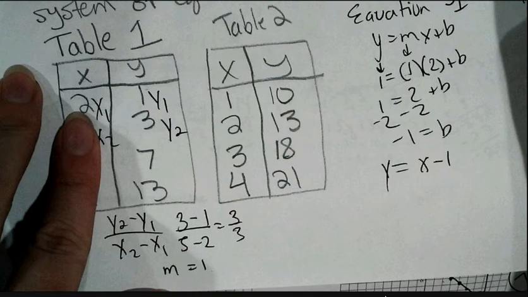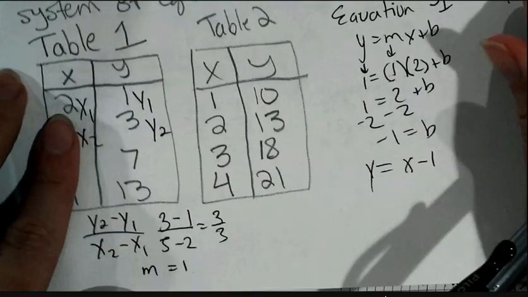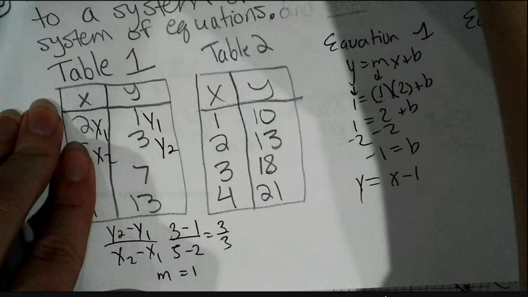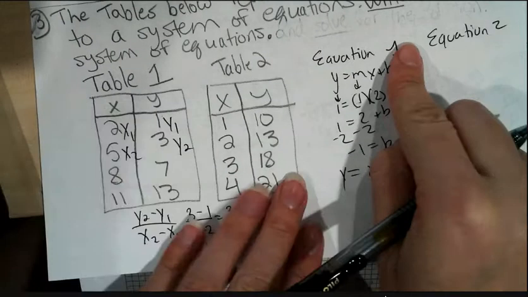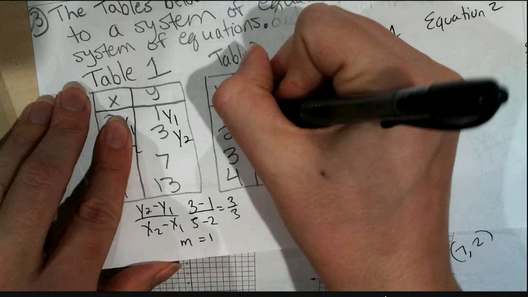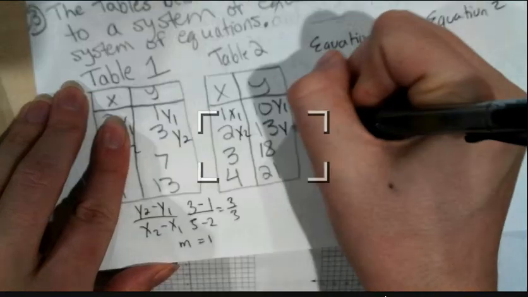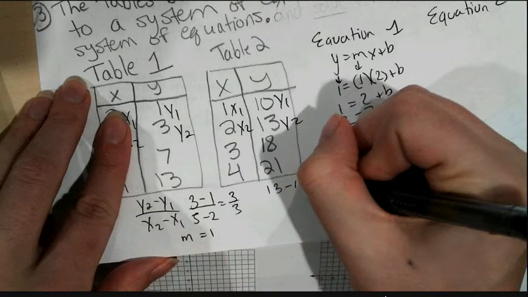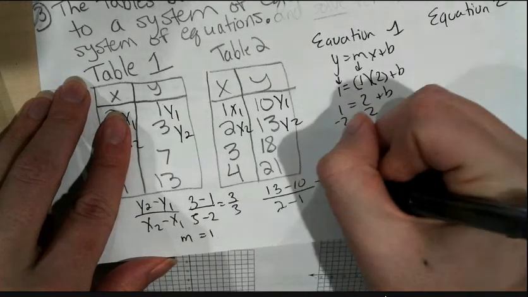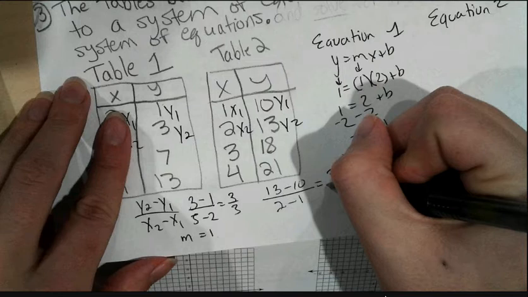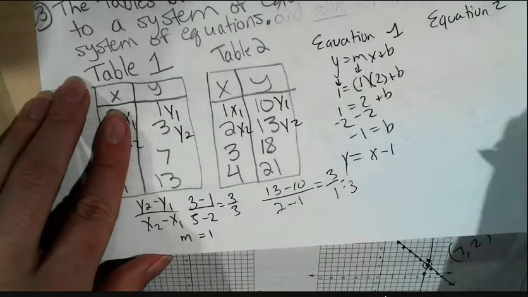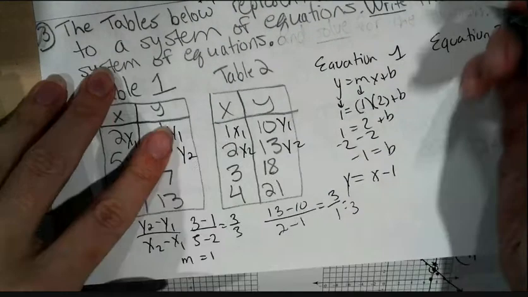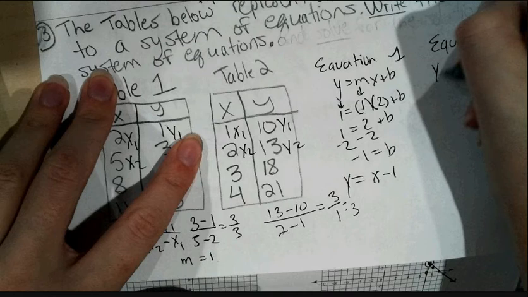Okay, so for equation 2, I do the same thing. Equation 2, find my slope. So I have 13 minus 10 over 2 minus 1 equals 3 over 1, or just 3. Then I'm going to do the same thing. I need to find my y-intercept. So I'm going to say y equals mx plus b.